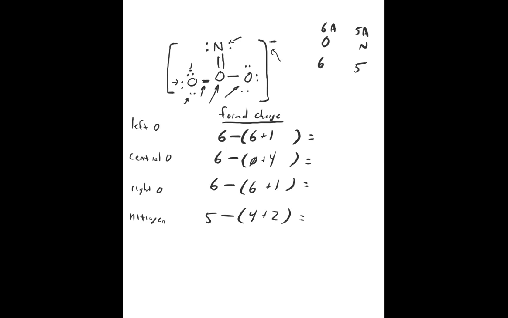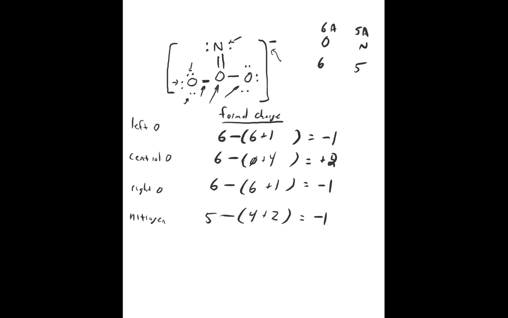So this comes out to 6 minus 7, minus 1. Remember, formal charge, you put the sign first, then the number. 6 minus 4 is plus 2. 6 minus 7 is minus 1. And then 5 minus 6 is minus 1. So this is a terrible Lewis structure, actually, for various reasons. One reason it's bad: it does obey the octet rule, there's no problem with the octet rule, but look at these formal charges. They're all over the map. -1, -1, -1, +2. None of them are 0.